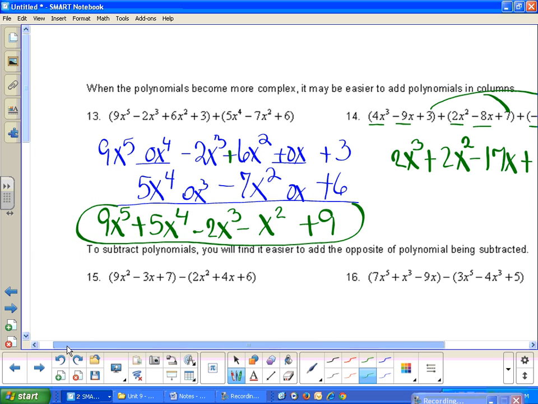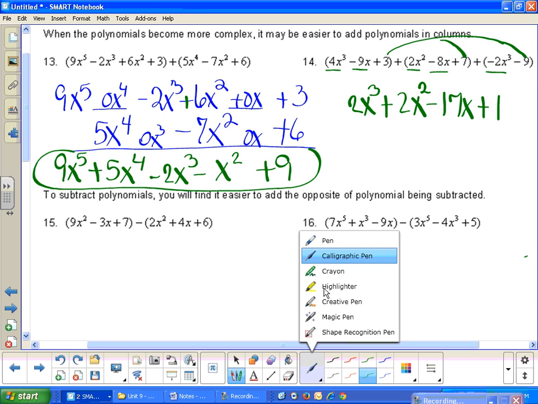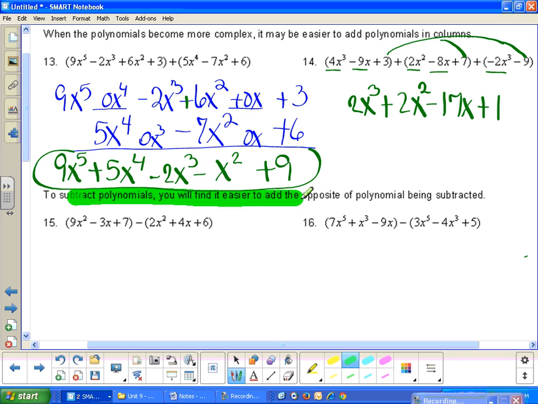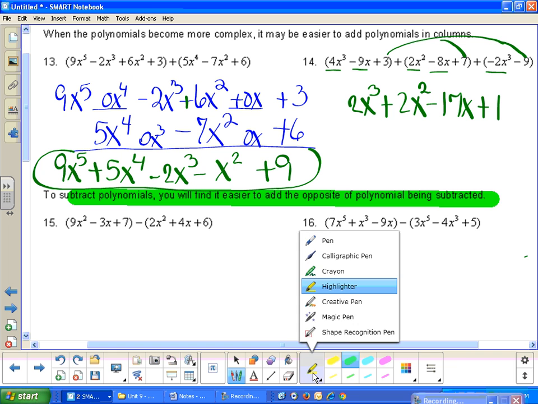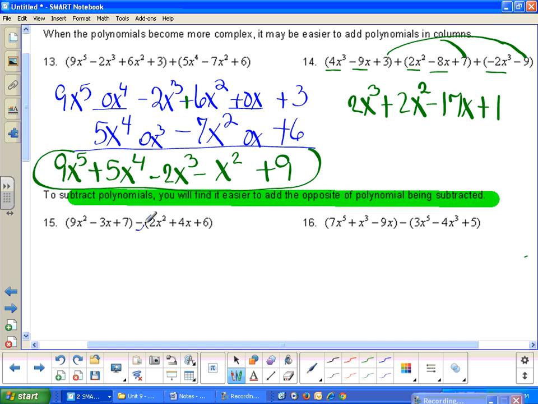Okay, these ones we need to be especially careful about. We've seen these before. To subtract polynomials, you'll find it easier to add the opposites of the polynomial that's being subtracted. This right here, that's subtraction. That's the same as having a negative 1 right here in the front. You have to multiply that through. We said before, if you multiply a negative through the parentheses, it's going to change your signs.